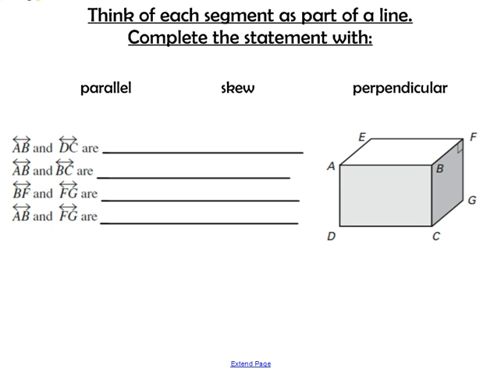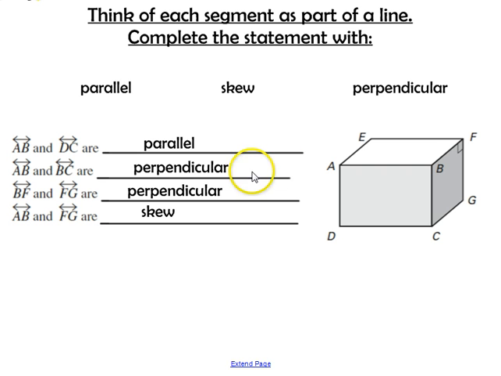Now we're just going to go through a series of example problems working through all of the vocabulary terms we learned today. So first, I want you to think of each segment as part of a line. So each segment on the diagram is part of a line that will extend, and you want to complete the statement with parallel, skew, or perpendicular. So I want you to try these and then check back with me when you're finished.